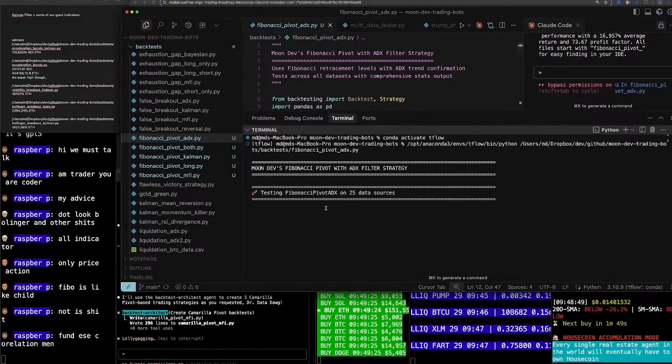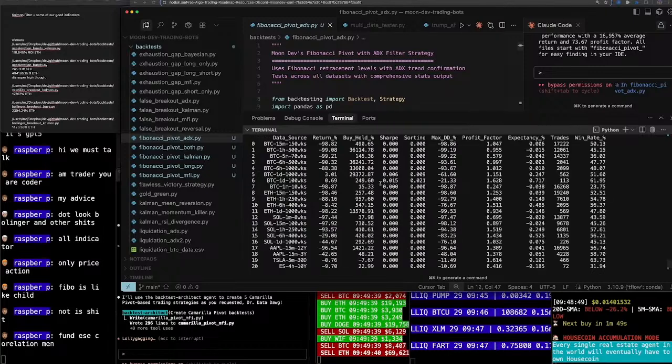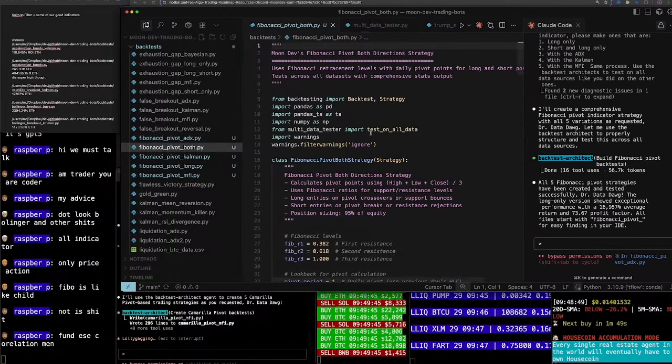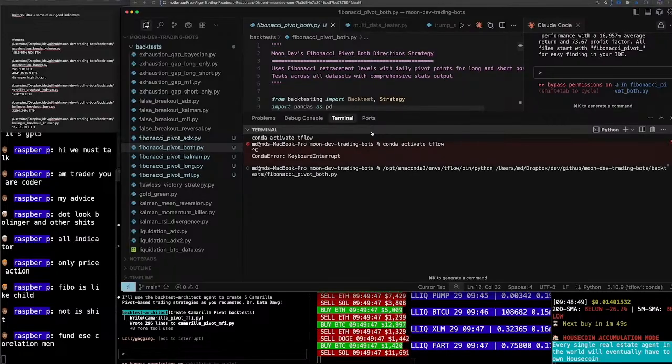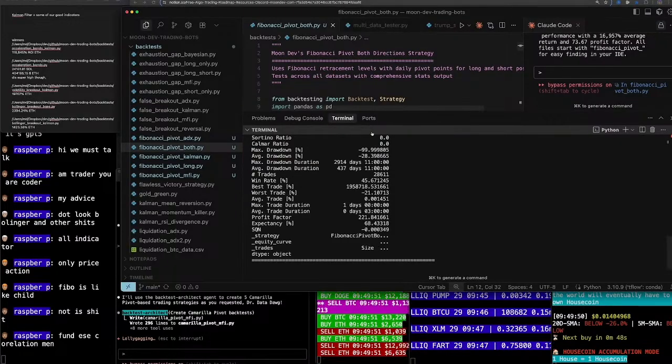All right, let's go ahead and test all of these on the 25 data sources. 0.71 expectancy. All right. Nah, these aren't looking too hot. These ones, at least. 1 profit factor. All right, pass. $68 expectancy. Jesus.